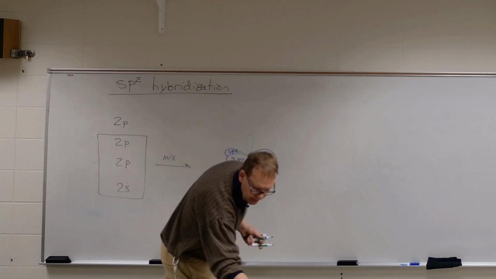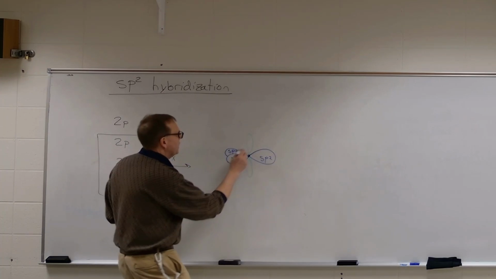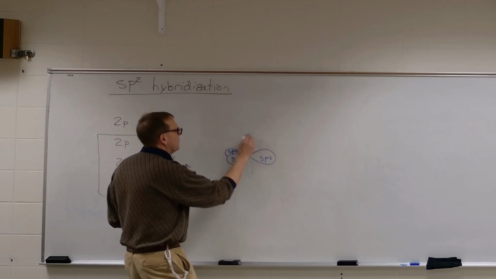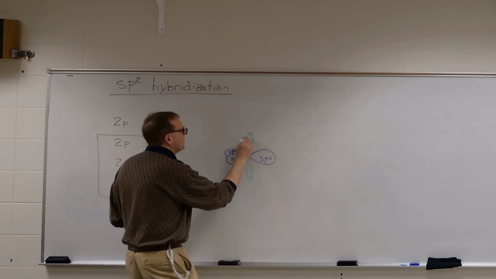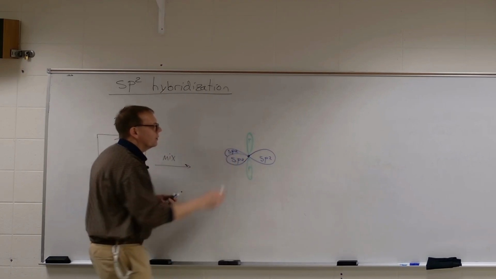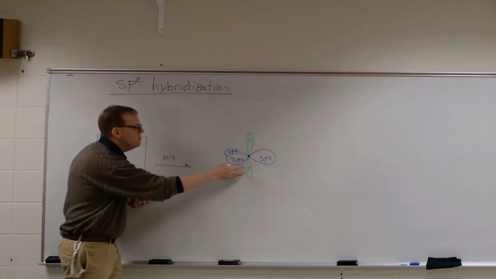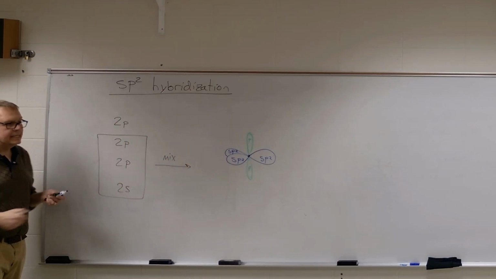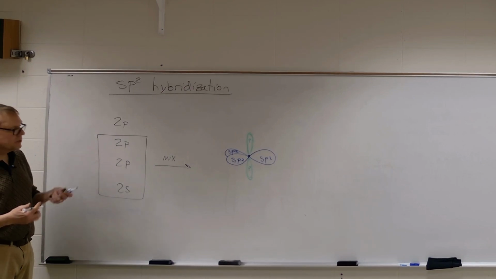Let me see if I can highlight it a little better. My green is a little weak here. This is a p orbital. There's a p. It's one p orbital. There are two lobes. Each p orbital has two lobes. These are the two lobes of the one remaining p orbital that did not get hybridized. So that's what that looks like.